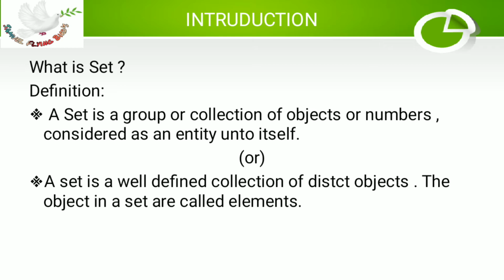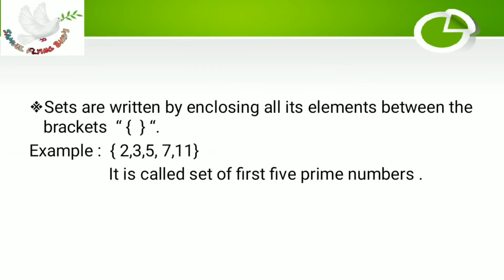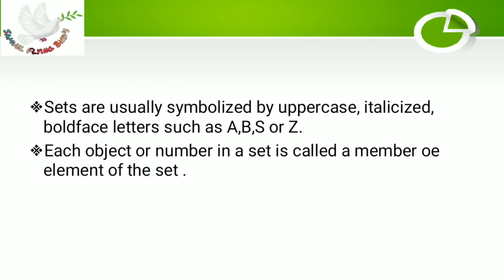A set is a group or collection of objects or numbers considered as an entity unto itself. It is also called a well-defined collection of distinct objects. The objects in a set are called elements. A set is written by enclosing all its elements between brackets. Example: {2, 3, 5, 7, 11}. It is called the set of the first 5 prime numbers.